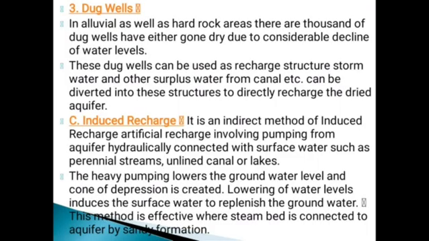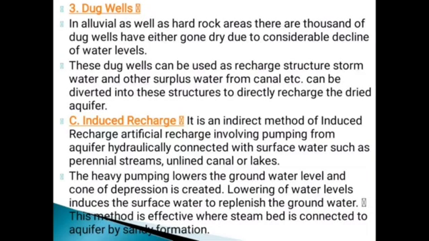Next one, dug wells in alluvial as well as hard rock areas. There are thousands of dug wells that have gone dry due to considerable decline of water level. Thus, the dug wells can be used as recharge structures. Storm water and other surplus water from the canal can be diverted into these structures to directly recharge the dried aquifer.